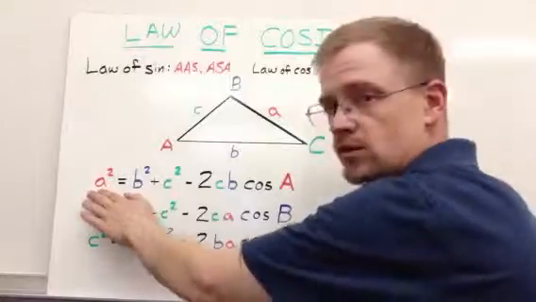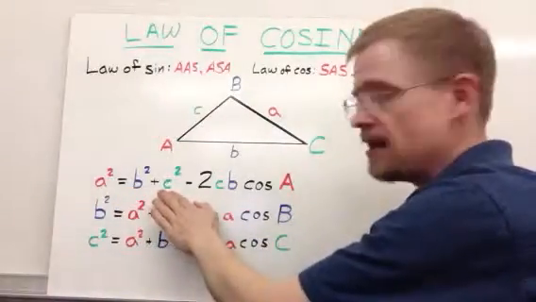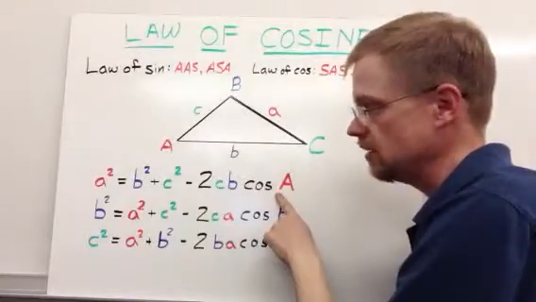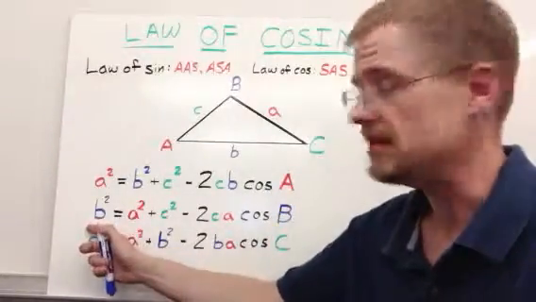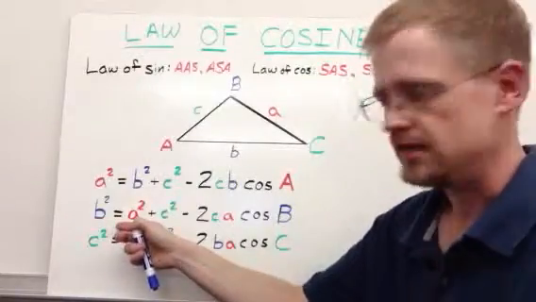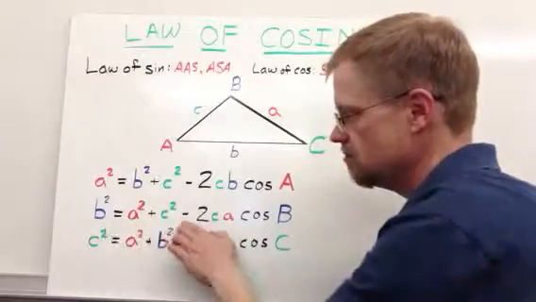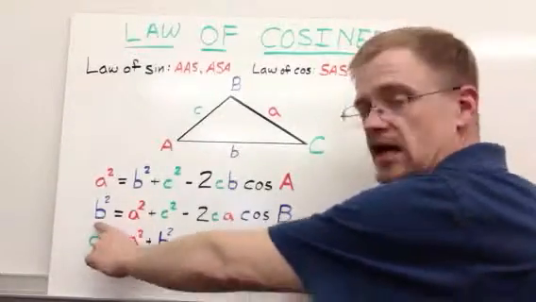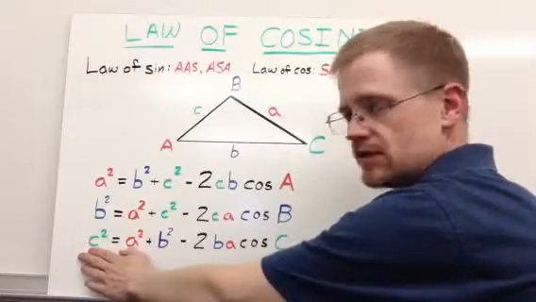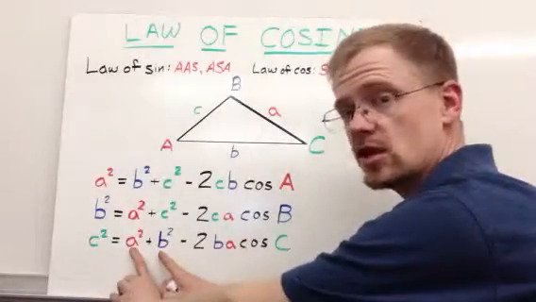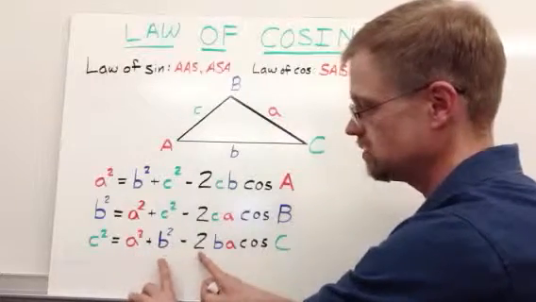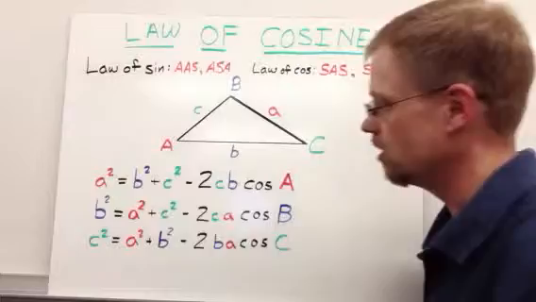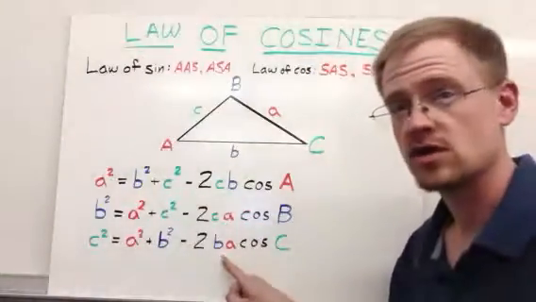Notice the pattern here. We start with a, we list b and c, and then we work our way backwards: 2 times c times b times the cosine of angle A. The same thing happens if it's side b that we want to find. b squared equals a squared plus c squared, whatever the other two sides are, minus 2 times c times a times the cosine of angle B. For c squared, the same principle. c squared equals a squared plus b squared, our other two sides, minus 2 times b times a times the cosine of C. One other thing to notice, although we are working our way back out, these values are not squared.